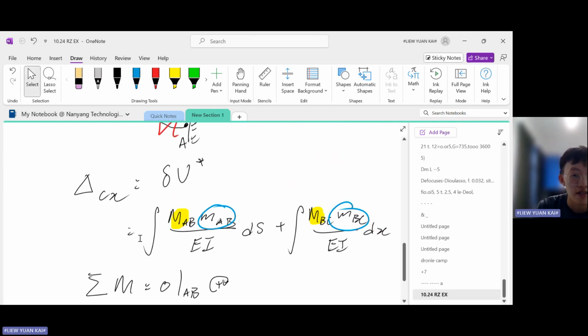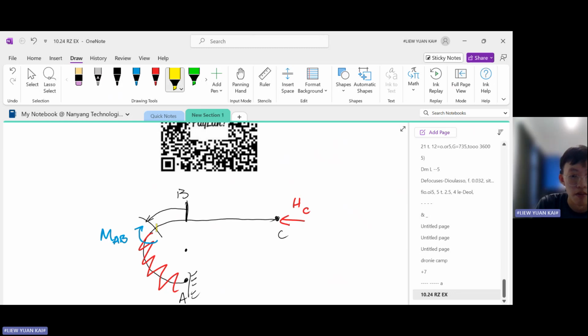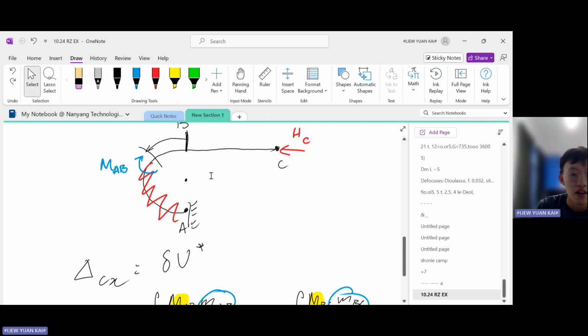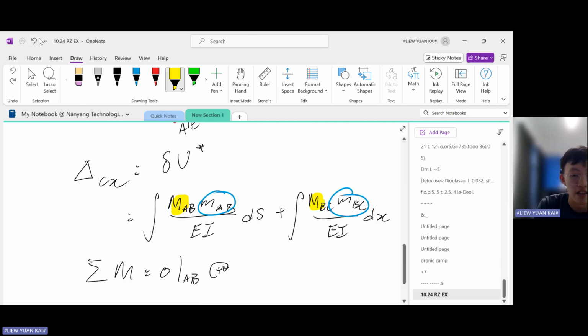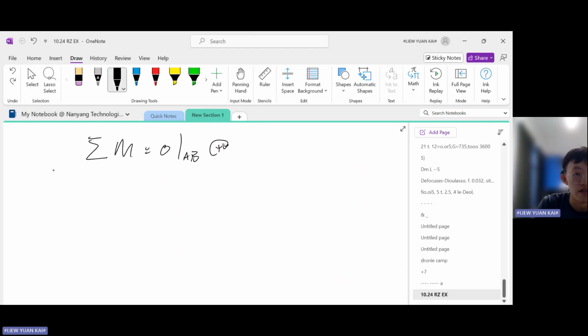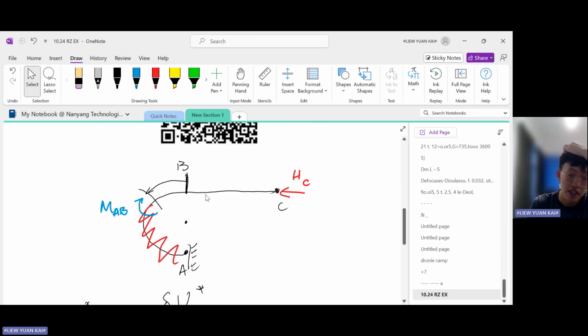So let's check. Now pay attention to the moments acting on the rest of the segment that we did not cut away. So who do we have? We have MAB and HC, right? MAB and HC. That's the only two loads acting on that member. So we have positive MAB. Then let's take a look at HC. How does HC provide a moment about the cut? Remember, we are taking moments about the cut.